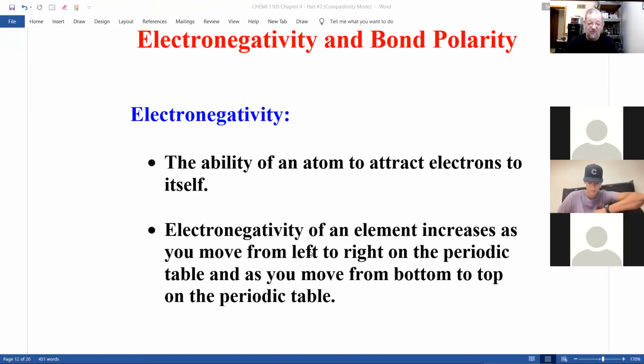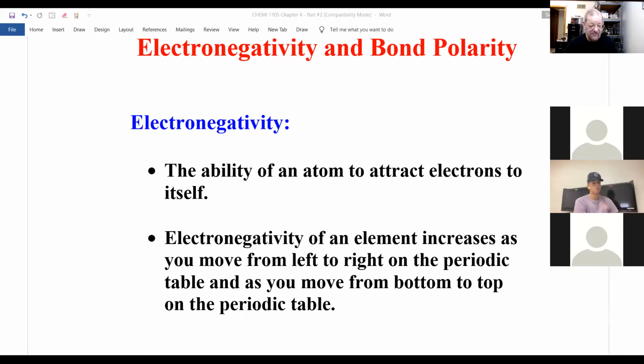Electronegativity of an element increases as you move from left to right in the periodic table and as you move from bottom to top of the periodic table. So I better get a periodic table open.